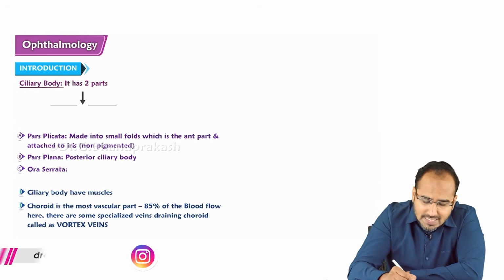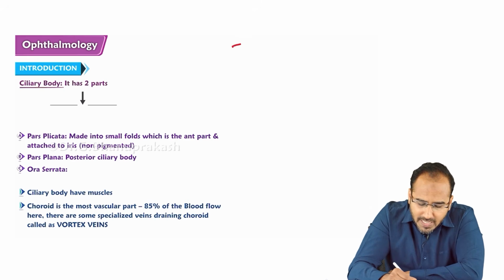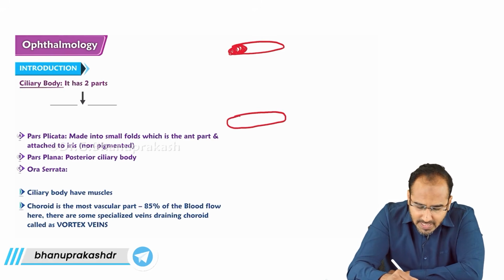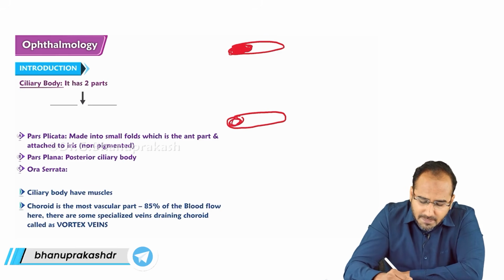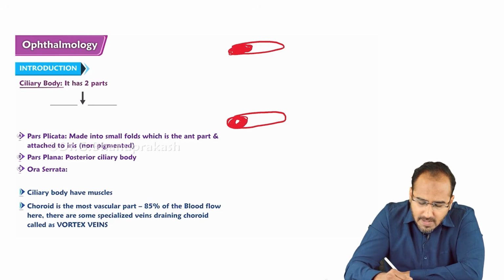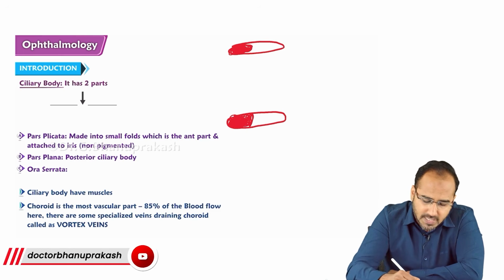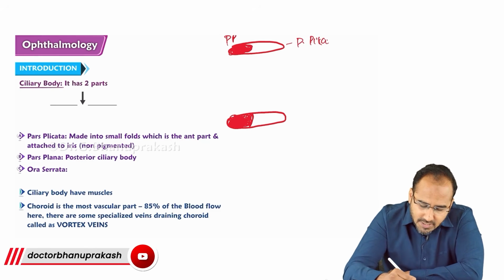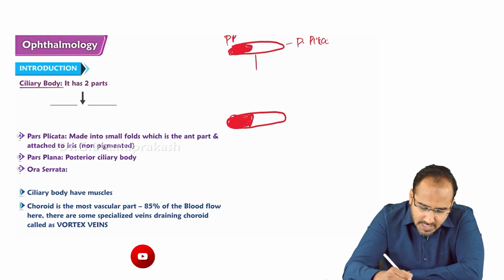We have already discussed the ciliary body. There are two parts of the ciliary body. This is the ciliary body which I am talking about, right? The pigmented part of the ciliary body is called pars plana, whereas the non-pigmented part is called pars plicata. Imagine what I am drawing is the pigmented part. The pigmented is pars plana, whereas the non-pigmented is pars plicata.